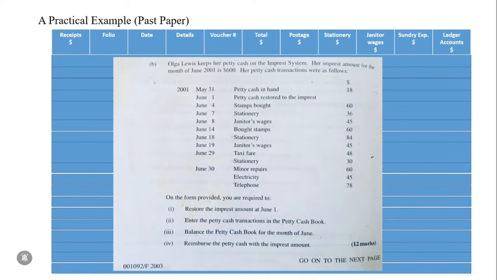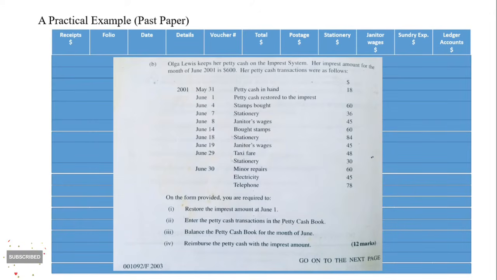So it says our petty cash transactions were as follows, and they gave us the list of transactions there. It says on the form provided. So you'll be provided with a form, so you don't need to worry about drawing this long petty cash book. It says you are required to: 1. Restore the imprest amount at June 1. 2. Enter the petty cash transactions in the petty cash book. 3. Balance the petty cash book for the month of June. And 4. Reimburse the petty cash with the imprest amount. This is 12 marks. This is 12 easy marks.